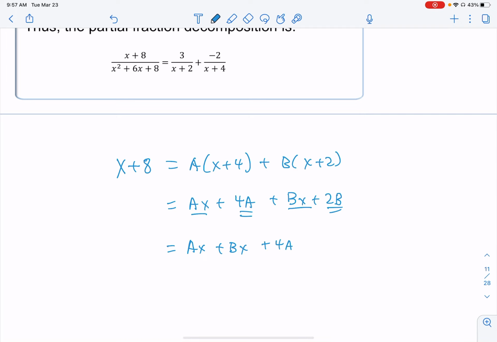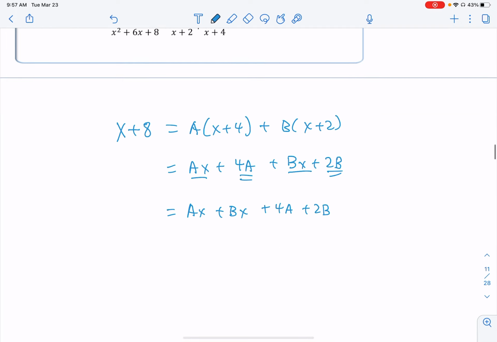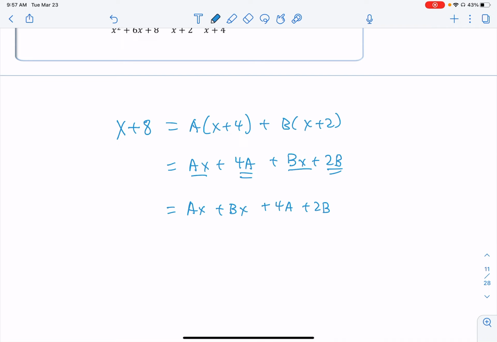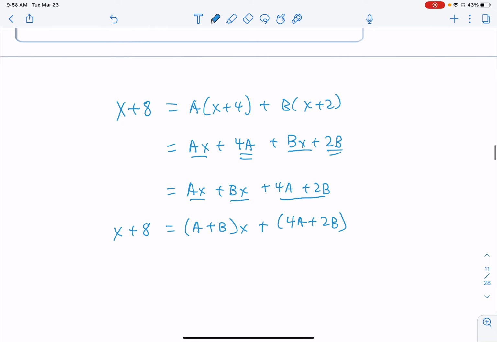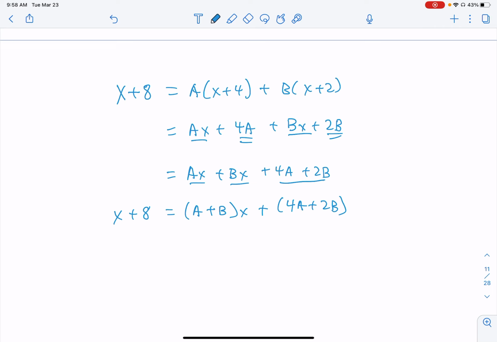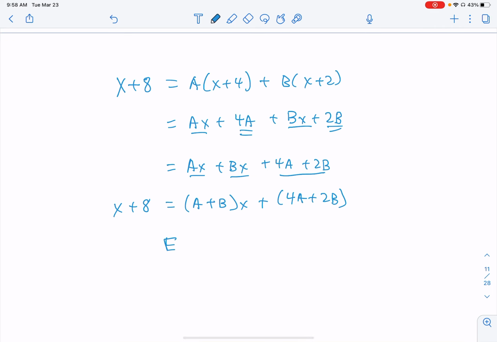So 4A plus 2B. All right, to make this a little bit more obvious, these two terms have a common factor of x, so I'm going to factor it out. When I do, I have A plus B times x. Then I'm not going to factor anything out of the second set, even though I could. I'm just going to write it as 4A plus 2B. Okay, let me rewrite or bring down that left side of the equation. And now what you do is, it's called equating the coefficients.